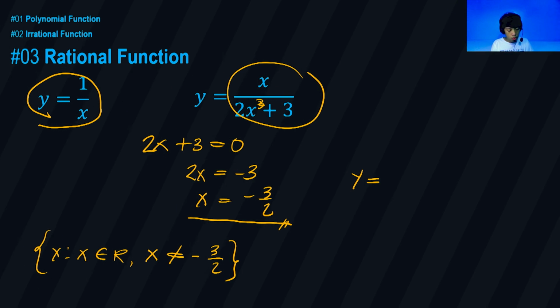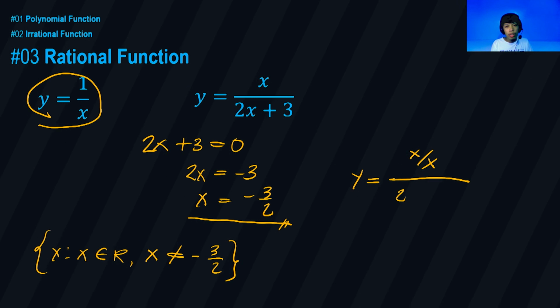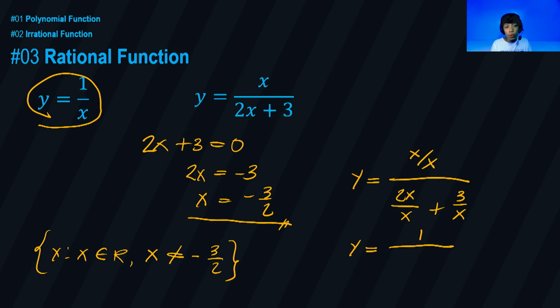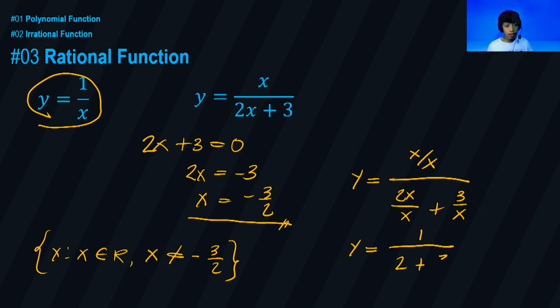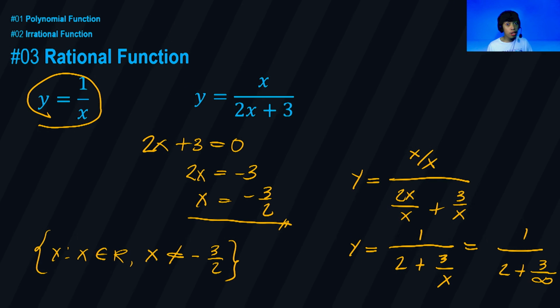Okay, so since that is x lang naman, this will be x over 2x over x plus 3 over x. And this will be y is equal to 1, x over x is 1, over 2, 2x over x is 2, plus 3 over x. Okay, then substitute a very large number to x. So this will be 1 over 2 plus 3 over infinity. Okay, 3 over infinity is 0.